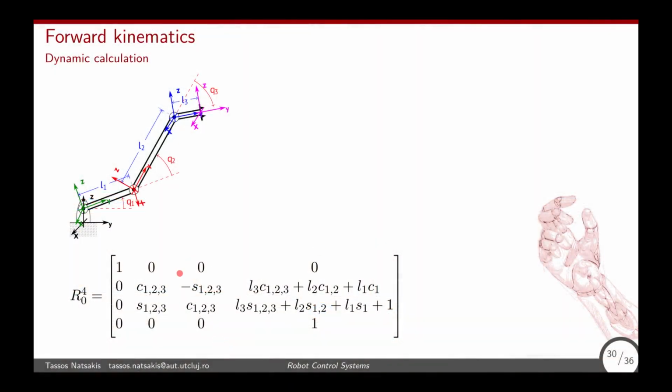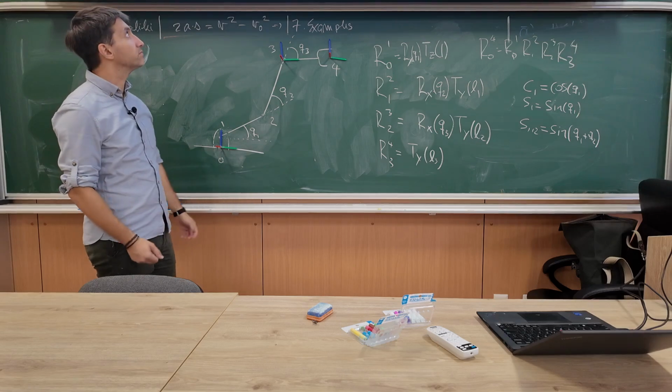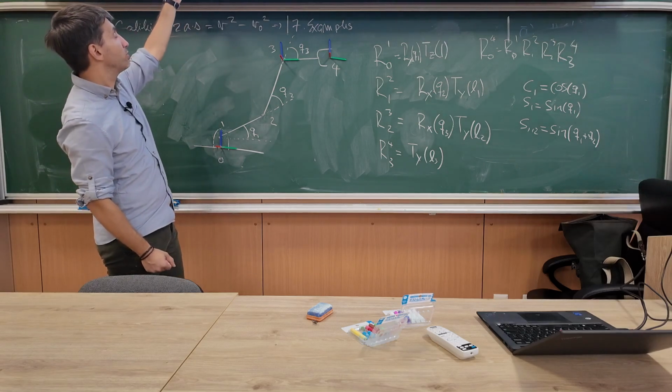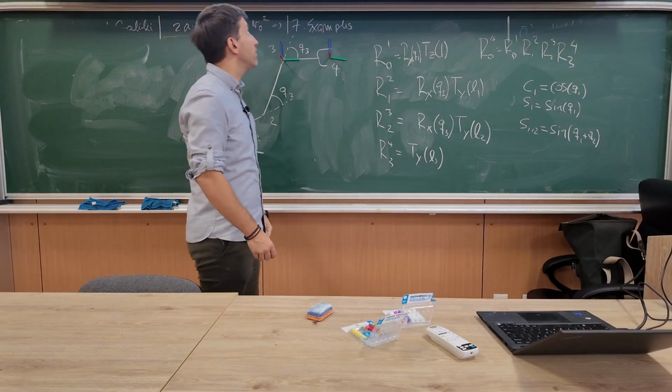So if I do this multiplication, I will end up with something like this 4x4 matrix, right, which shows me the orientation and the translation of the end effector frame with respect to the base frame, right? C1,2,3 is cosine of Q1 plus Q2 plus Q3, all right?